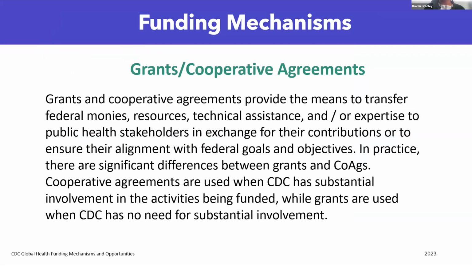So next, I want to discuss some types of funding mechanisms utilized both across CDC as a whole, as well as within IICP. So grants and cooperative agreements. Grants and cooperative agreements are utilized to provide the means to transfer federal monies, resources, technical assistance, and/or expertise to public health stakeholders in exchange for their contributions or to ensure their alignment with federal goals and objectives. Throughout the agency, sometimes we use grants, sometimes we use cooperative agreements, or what we refer to as COAGs.